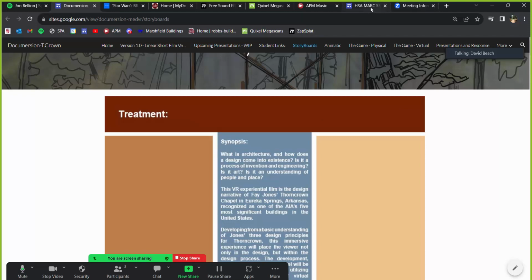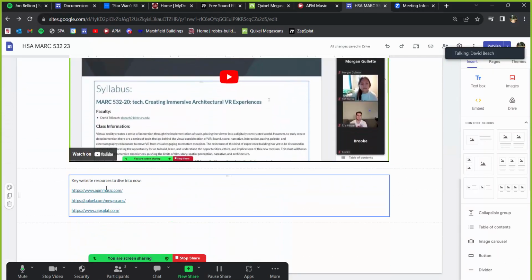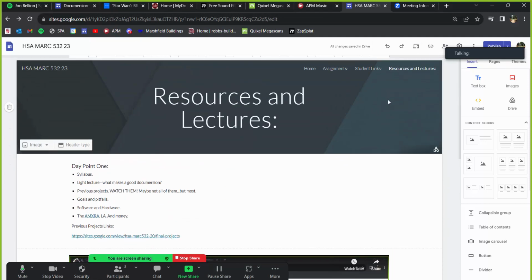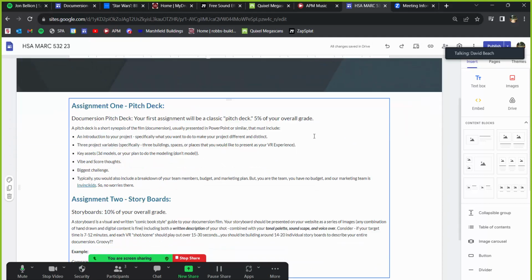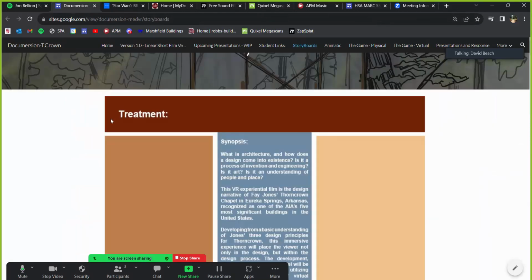By the way, if you look at the 532 resources and lectures, I thought I linked it in there. Maybe I didn't. Assignments. Oh, good, yeah, I did. That's the compare. So this is my storyboards, and that's the final product. I do want you to do a quick comparison between these two things so you can see how things are playing out.